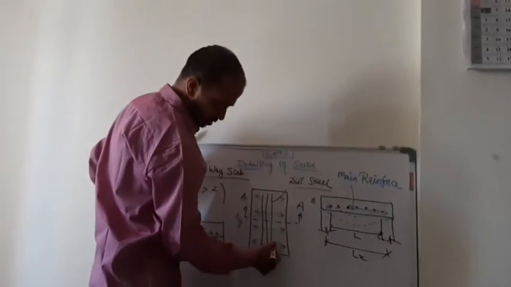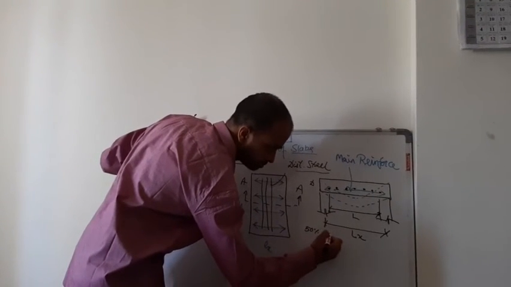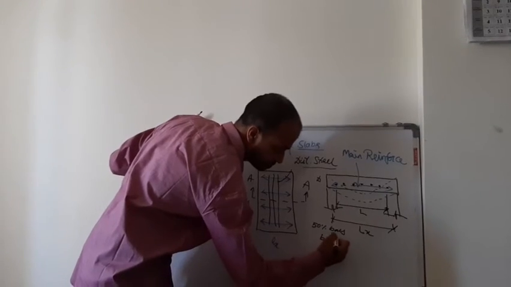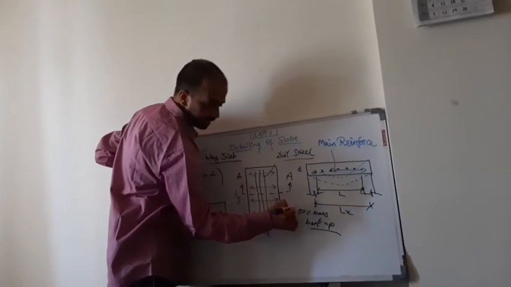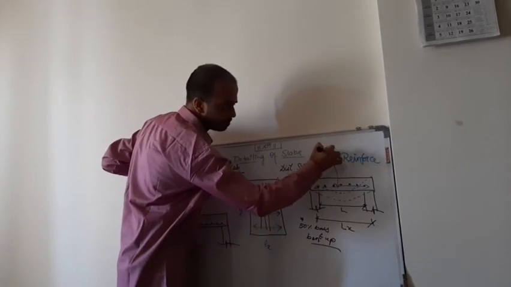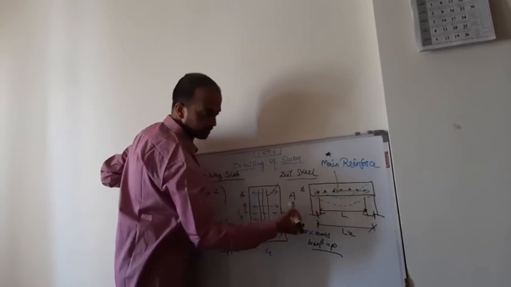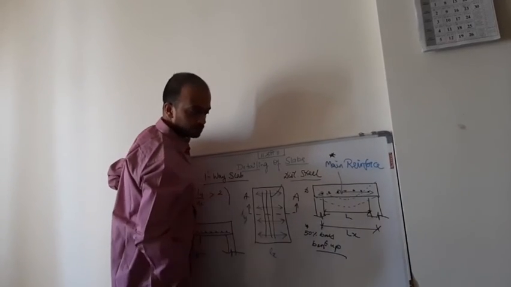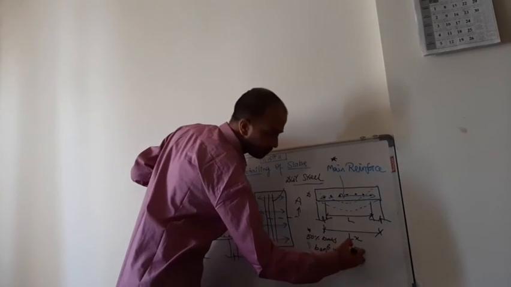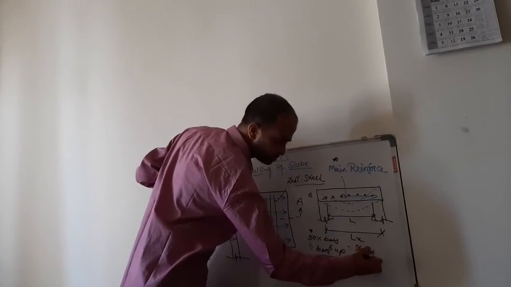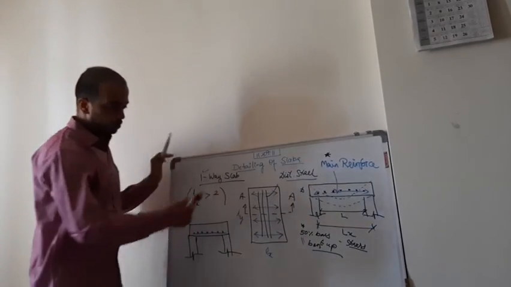Okay, now one more thing, the concept here is 50% of the bars are bent up. So this is applicable only for main reinforcement, not for the distribution steel, because bending takes place along the shorter span, and main reinforcement is provided along the shorter span. You need to provide 50% bent up to take care of any stresses and shear that is going to develop in the slab.